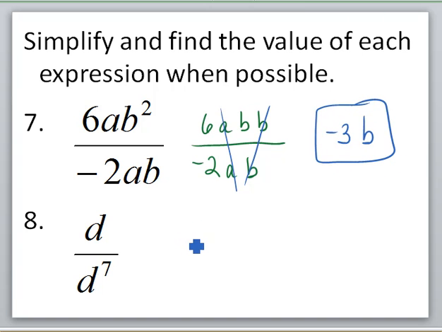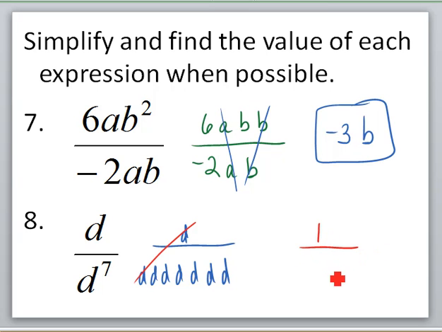In the next problem, I have d on top and 7 d's on the bottom. When I cancel, I have nothing left on top, so that means I put a 1 there. And I have d to the 6 left on the bottom.